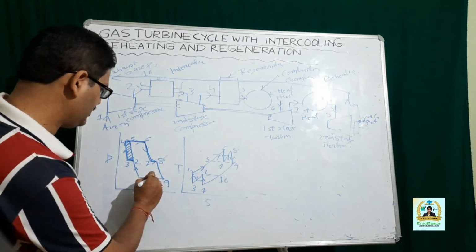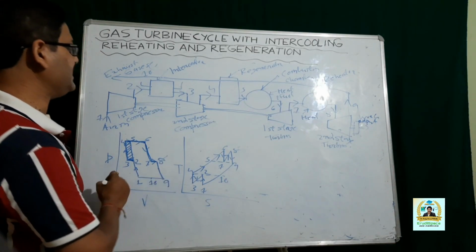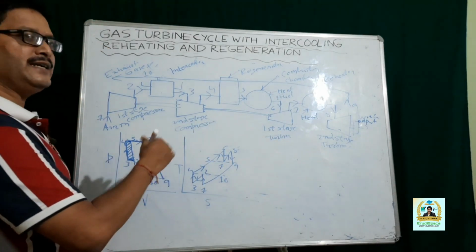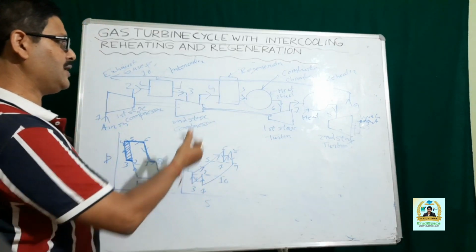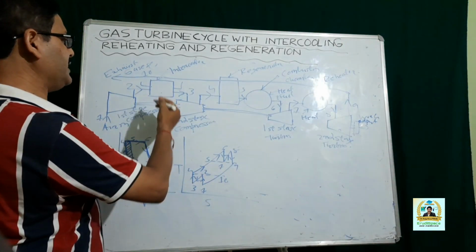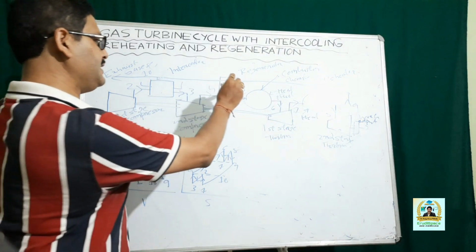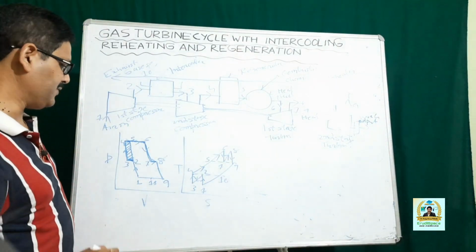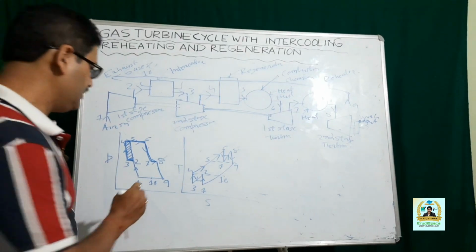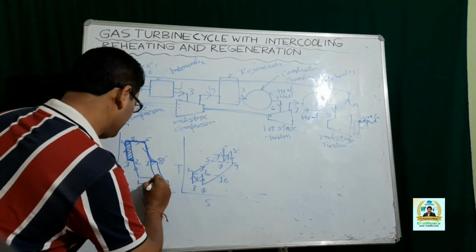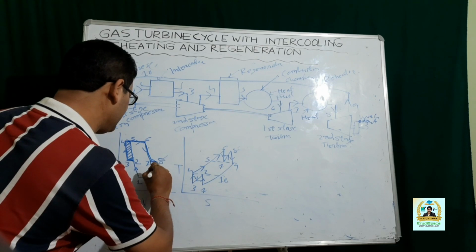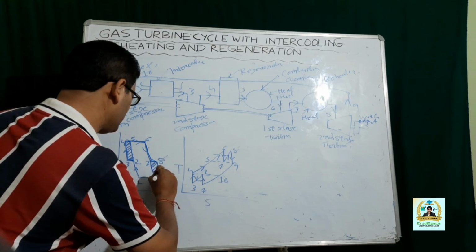And then you have 9, 10 where actually heat is delivered from the exhaust gases to the air that is leaving the second stage compressor and entering the combustion chamber. So by providing reheating, this is the gain in work output that we get.